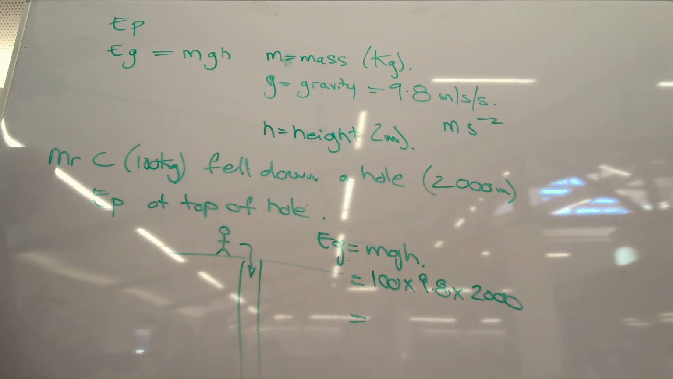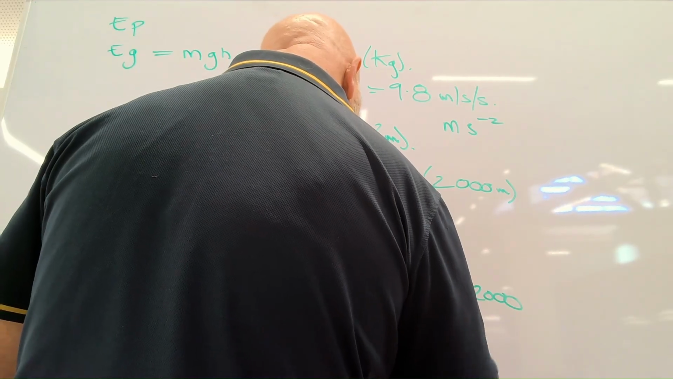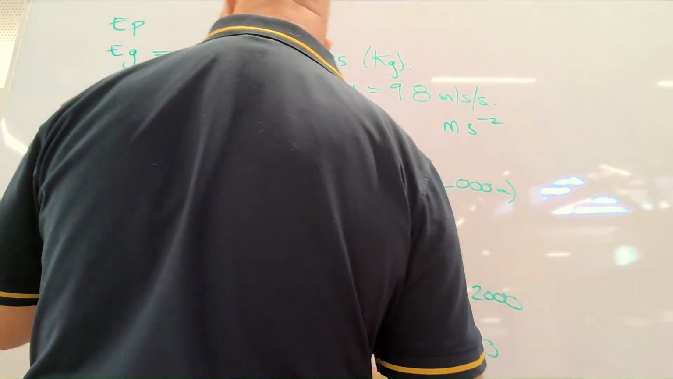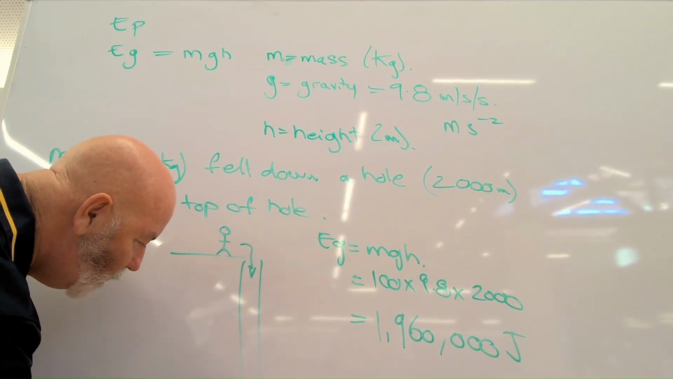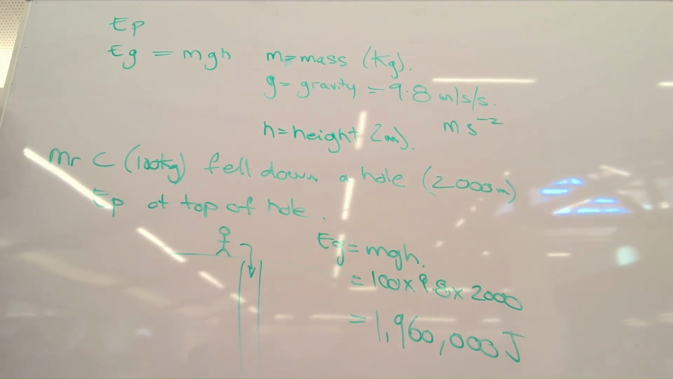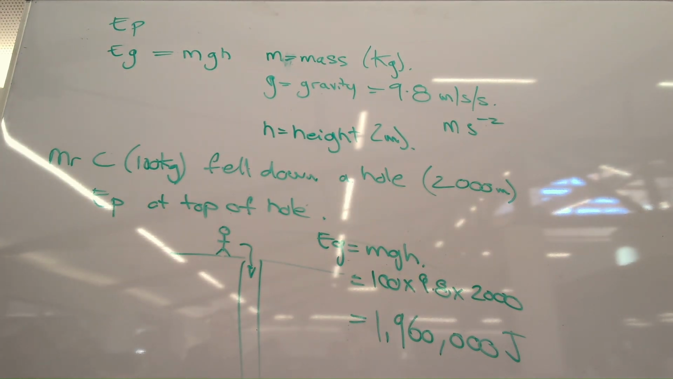Now you'll need a calculator. 1,960,000. Sorry? 1,960,000 joules. I could do a lot of work, especially if there was a turbine at the bottom that would spin a generator and make electricity. So down the bottom here, I could have a little turbine, and as I fell it would spin and make electricity. Yes? Right. Any questions there? No? I'm going to rub it out.